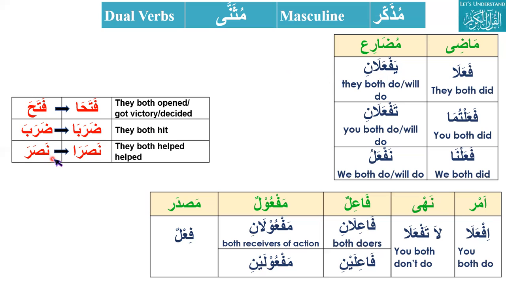Yadribani. What is the singular? He hit or he will hit. Yadribu. You focus on the ya, there is a kasra. If yadribu is singular, what is the dual? Yadribani. Then? Tadribani. Nadribu. Very good. Can you please start from here?